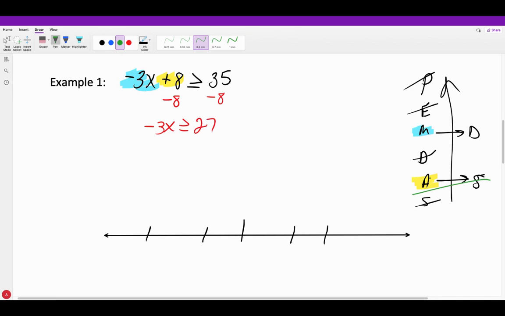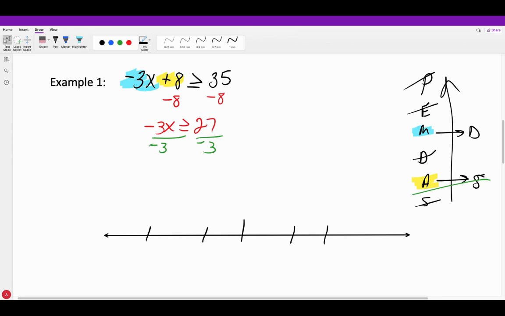And now I'm going to get rid of our multiplying. We get rid of our multiplying by dividing, so I'll divide each side by -3. But now is where we have to remember that rule. When we're dividing or multiplying each side by a negative, remember, when we're multiplying or dividing by a negative number, we're jumping to the opposite side of the number line.